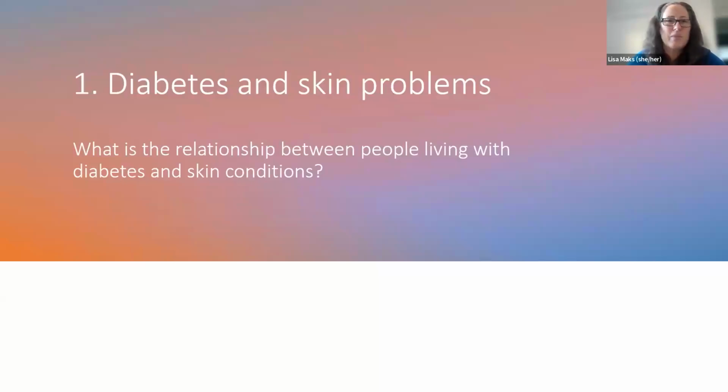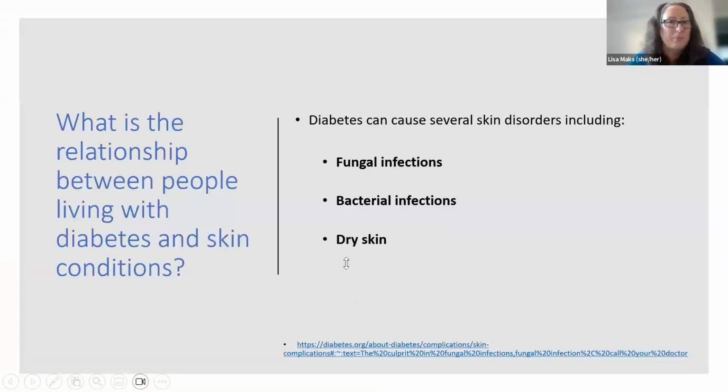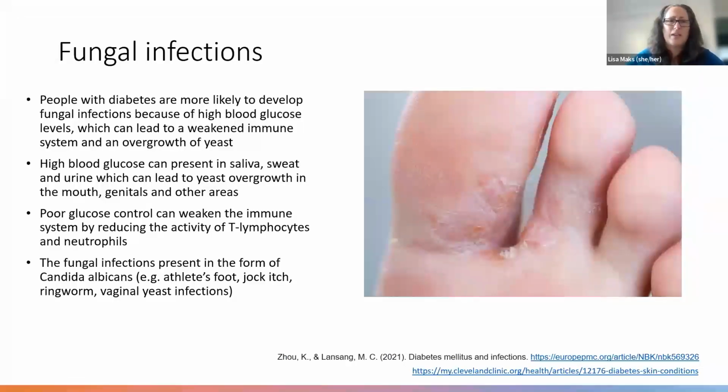So this is the first of three modules about diabetes and skin problems. So we're going to talk about the relationship between people living with diabetes and skin conditions. So we do have some skin conditions that are quite common in diabetes, and those include fungal infections, bacterial infections, and dry skin. So with fungal infections, it's more common in people with diabetes because of the high blood glucose levels, because that leads to the weakened immune system and an overgrowth of yeast in there.